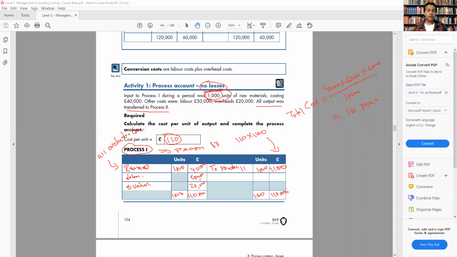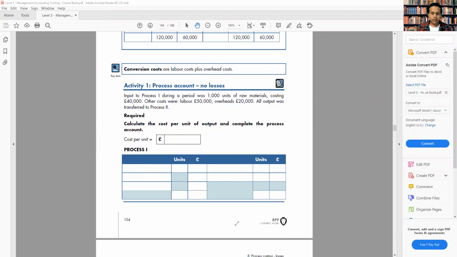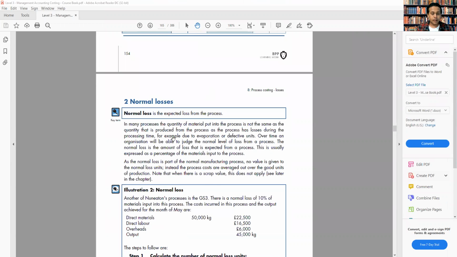That's it. So all we need to do, we need to provide all this overhead cost on the left hand side, and we have to give the breakdown of this cost on the right hand side for the process 2. If there is a loss, it will come here. If there is abnormal loss, come here. If there is a gain, that will come to the debit side. We'll see later on. All right, so let's move on to the next question, maybe normal loss.